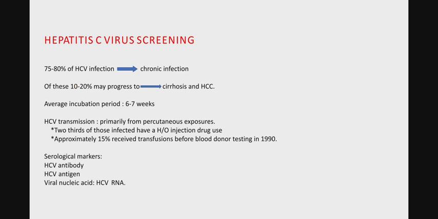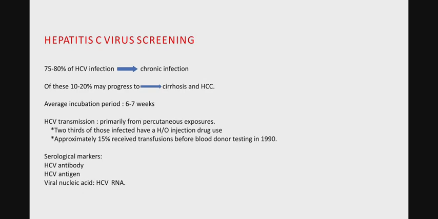For the screening of hepatitis C virus, 75 to 80% of the HCV infection progresses to chronic infection, and of these, 10 to 20% may progress to cirrhosis or hepatocellular carcinoma. The average incubation period is 6 to 7 weeks. The HCV transmission is primarily from percutaneous exposures.